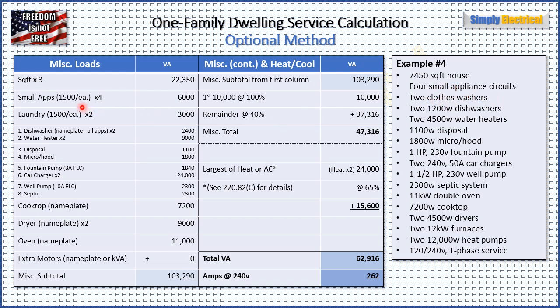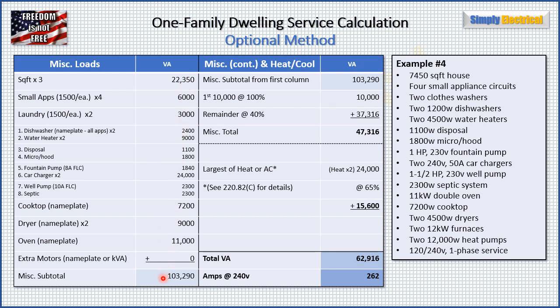So we got to add 4 small appliance circuits here for 6,000 VA, and we got to add 2 laundry circuits for 3,000 VA. Then we have 2 dishwashers, we have 2 water heaters, disposal, micro hood, fountain pump, 2 car chargers, a well pump, and a septic. So again, for the fountain pump and the well pump, we got to go to 430.248, the table, and find out our full load current, and then multiply by our voltages to get our VA value. Then we take our cooktop at our nameplate, we take both our dryers at their nameplates, we take the oven at its nameplate, and then we add everything together.